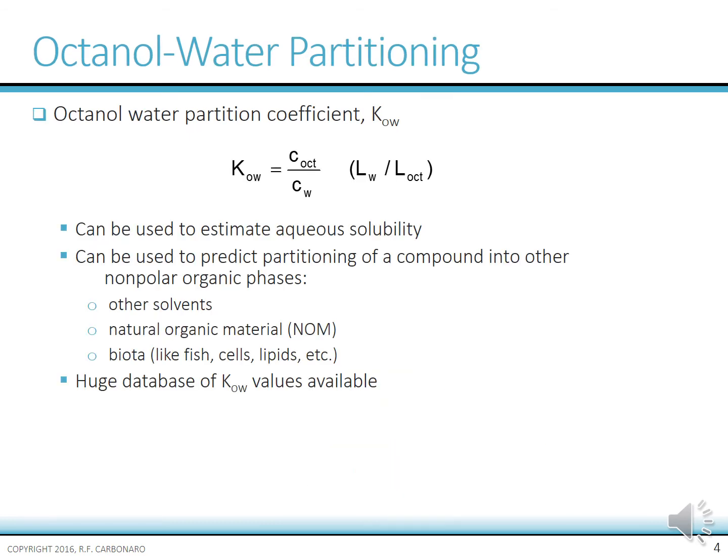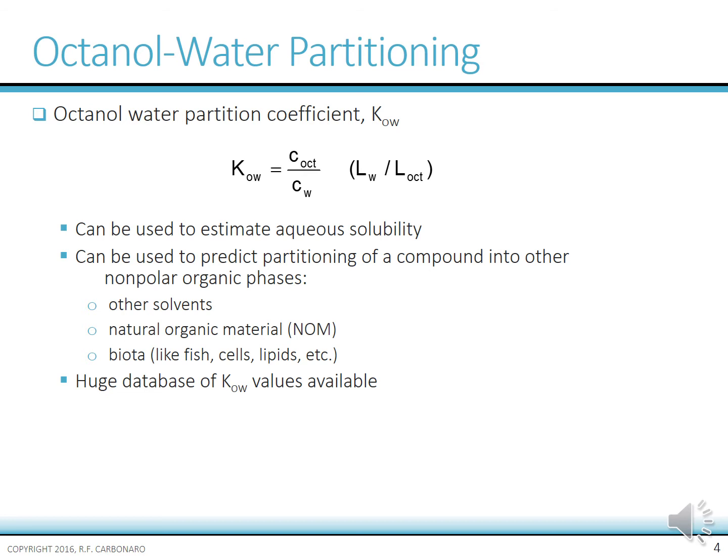So the octanol-water partition coefficient, or KOW, we defined it on the last slide, but here's the equation that we're going to use to describe KOW. KOW is the ratio of the concentration of the chemical in octanol to the concentration of the chemical in the aqueous phase, or water phase. So KOW is essentially a ratio of different concentrations.